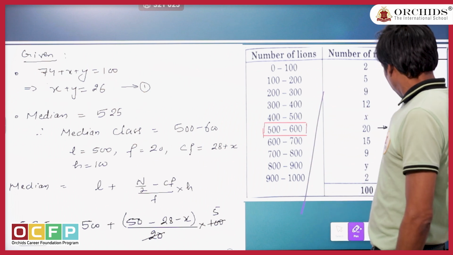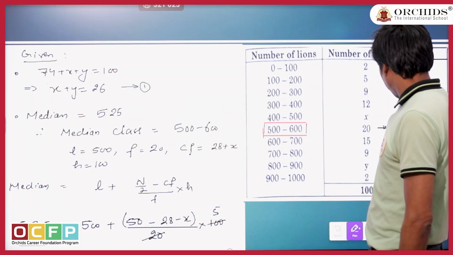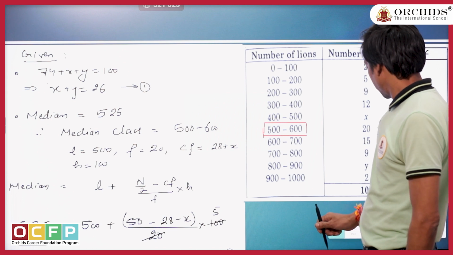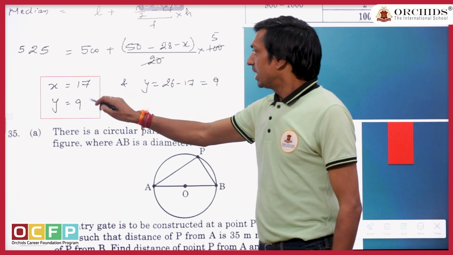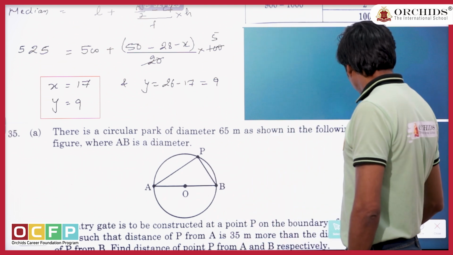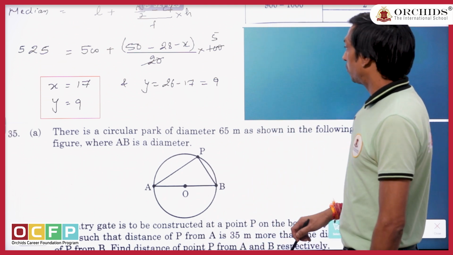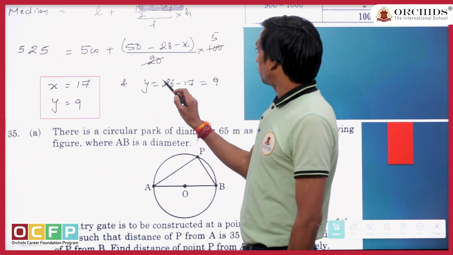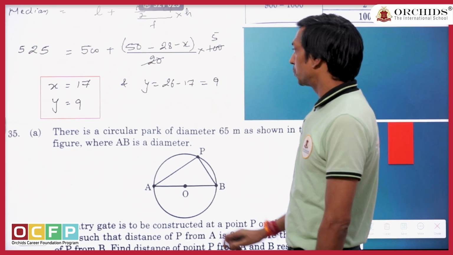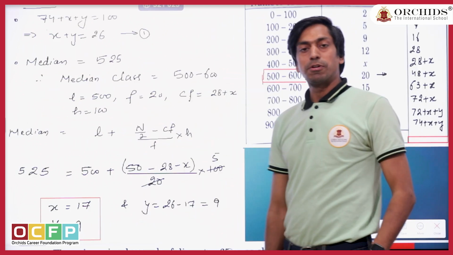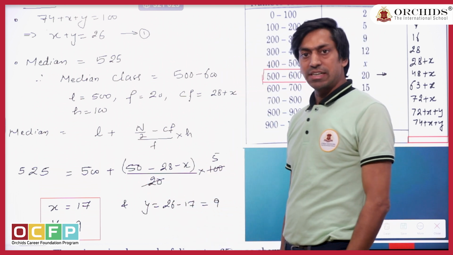After that, using the value of x, we will find the value of y. After solving, we get x equals 17, and from the equation we used earlier, the sum of all frequencies, we get the value of y after simplifying those two linear equations. So the final answer is x equals 17 and y equals 9.